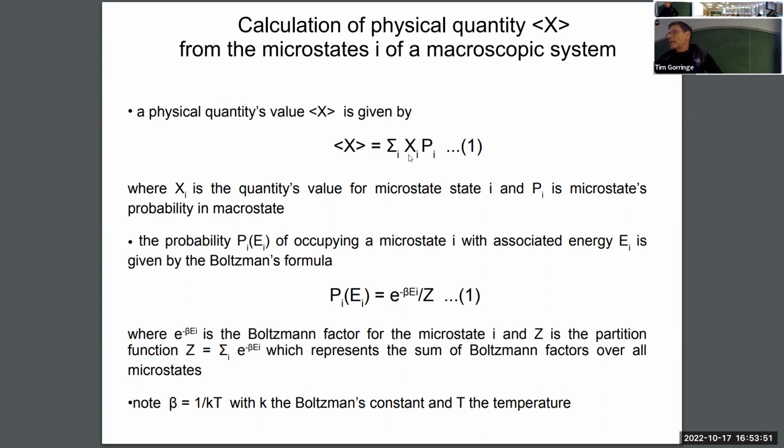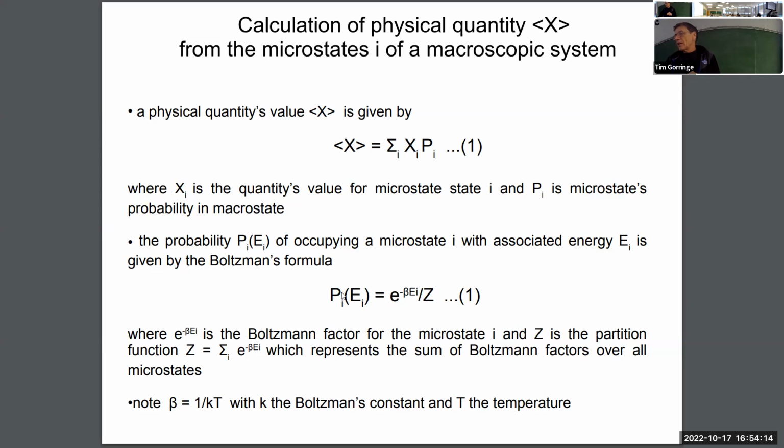The probabilities in here of occupying a particular microstate of a particular energy. So here's the energy of the microstate. We're going to try and calculate the energy of the system, but here's the energy of a particular microstate. Are given by this formula down here. This is called Boltzmann's formula.